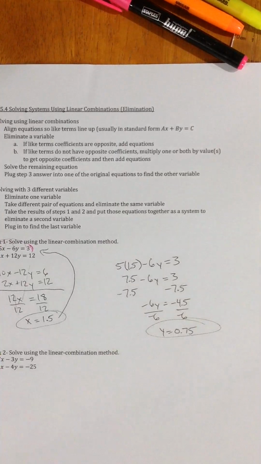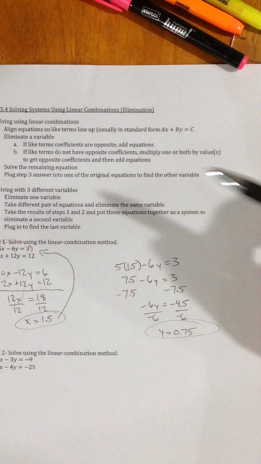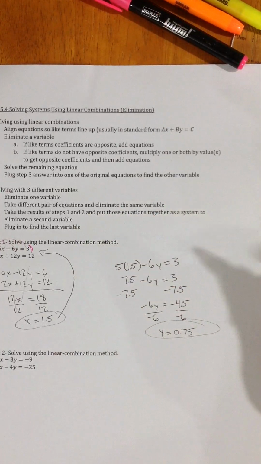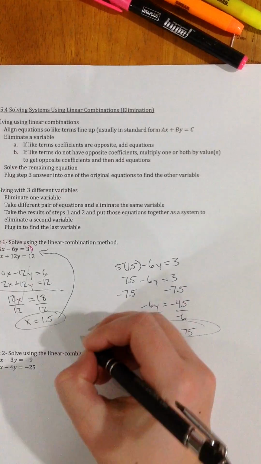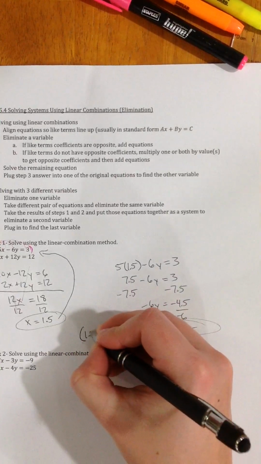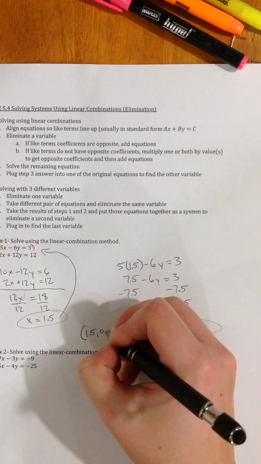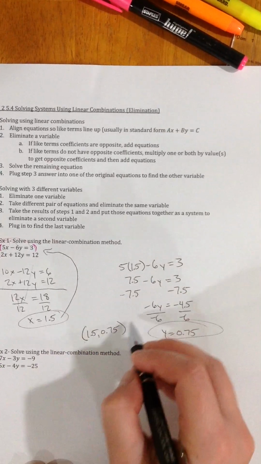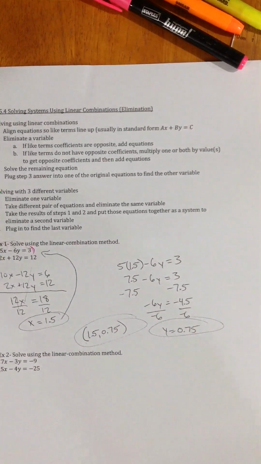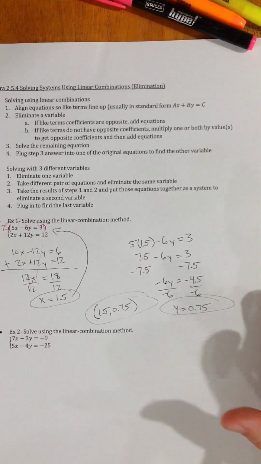And just like when we did substitution, this is similar to if we graphed it. If we did take both of those lines and graph them on our calculators, this would be our crossing point. So the ordered pair would be 1.5, 0.75. That would be the solution to that system. Okay, try another one here.